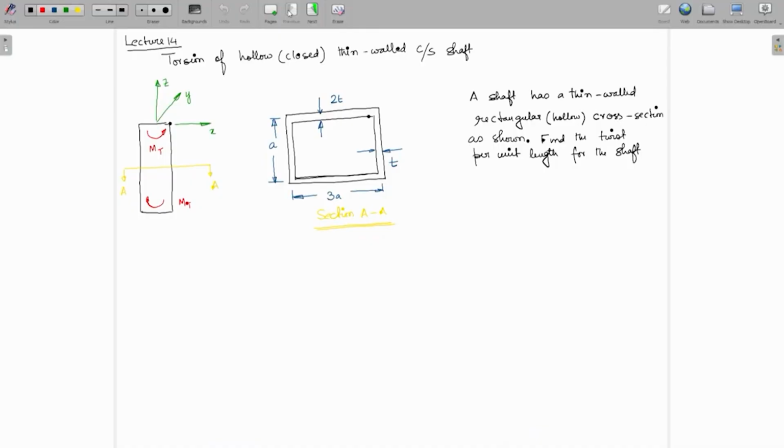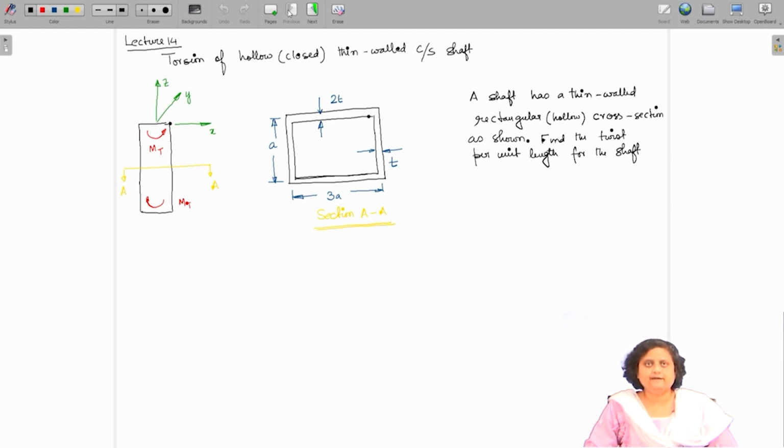Hello, welcome back to the course on Aerospace Structural Analysis. Today is the 14th lecture of week 3. We will continue the topic that we were discussing in the last lectures, that is the torsion of thin wall closed cross section shaft. On the figure you can see a shaft under pure torsional load MT, and the coordinates XYZ are given.